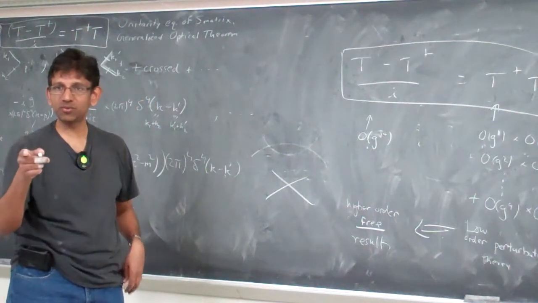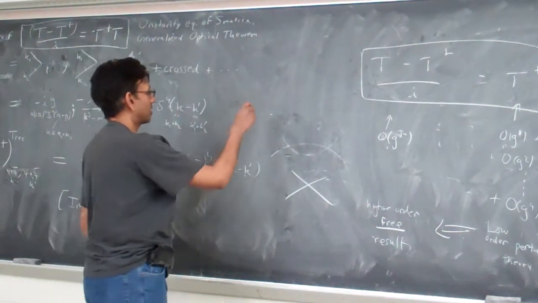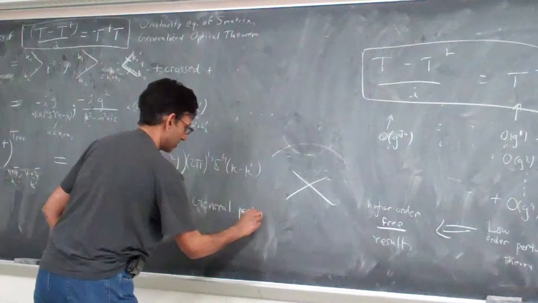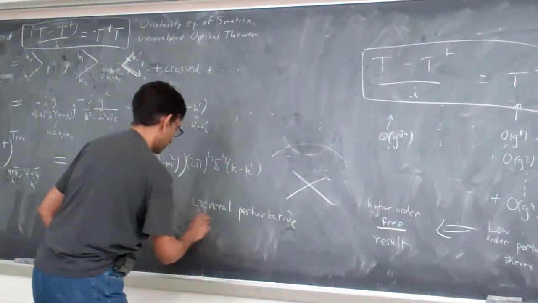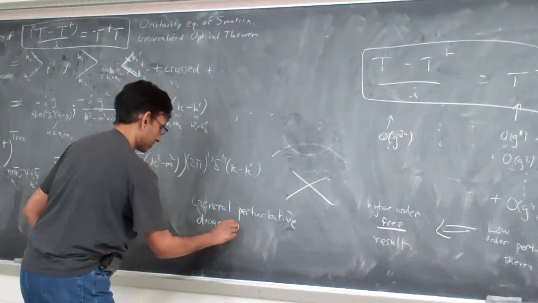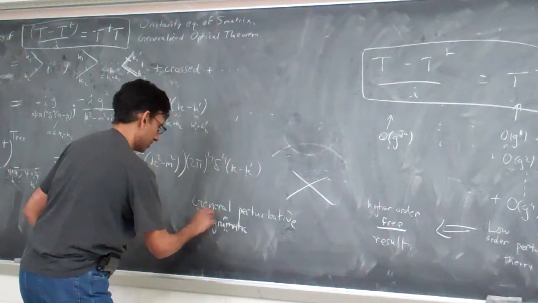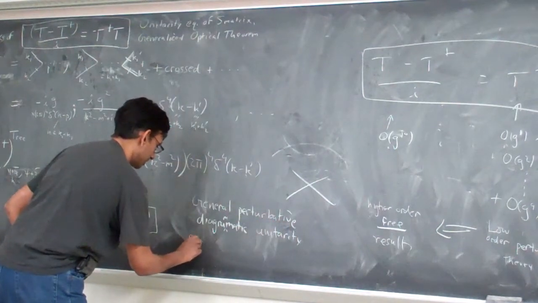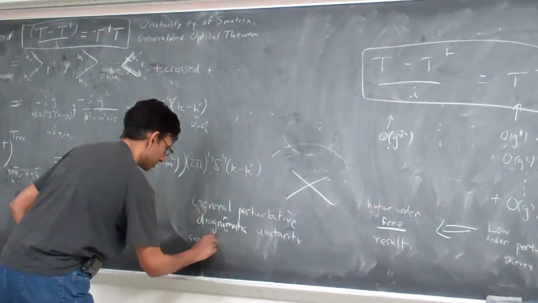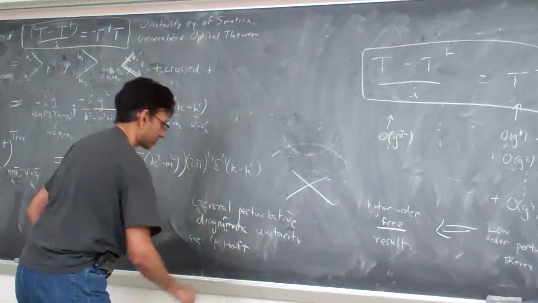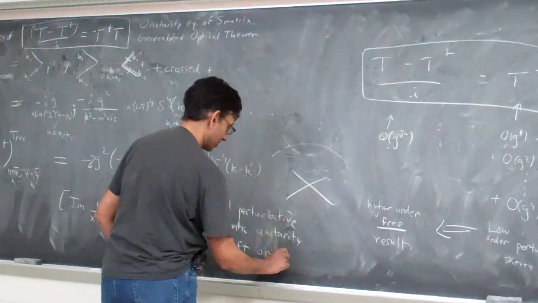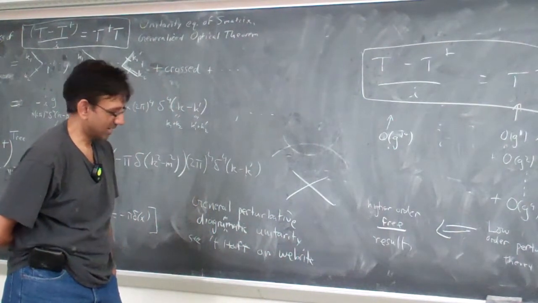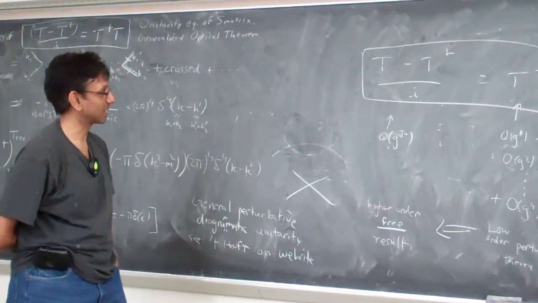And that is, if you can dig it up, it should be on the old website, this article on general perturbative diagrammatic unitarity. See this article by, I don't know where the apostrophe goes, on the website as of sometime this week. It should be up. And he shows you how to think diagrammatically about this equation.